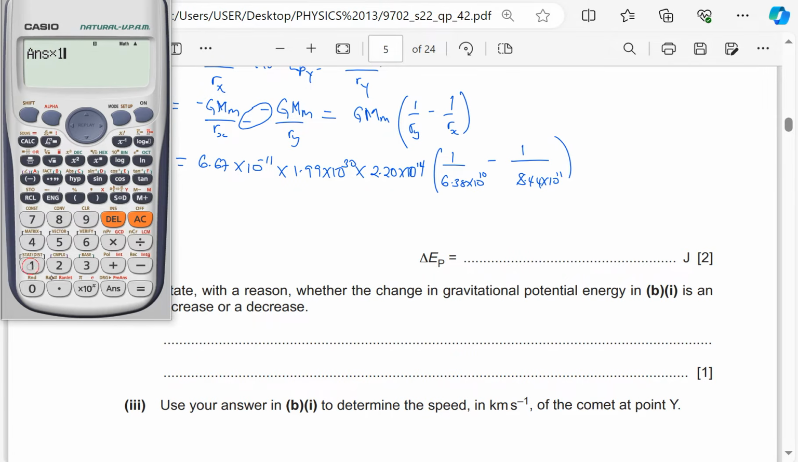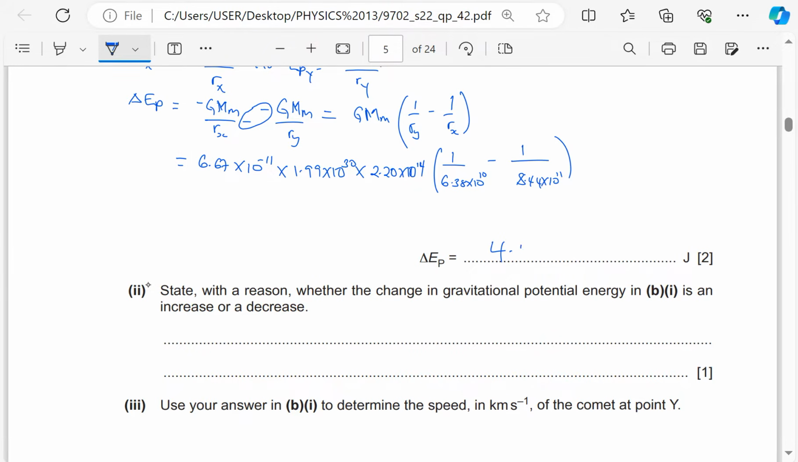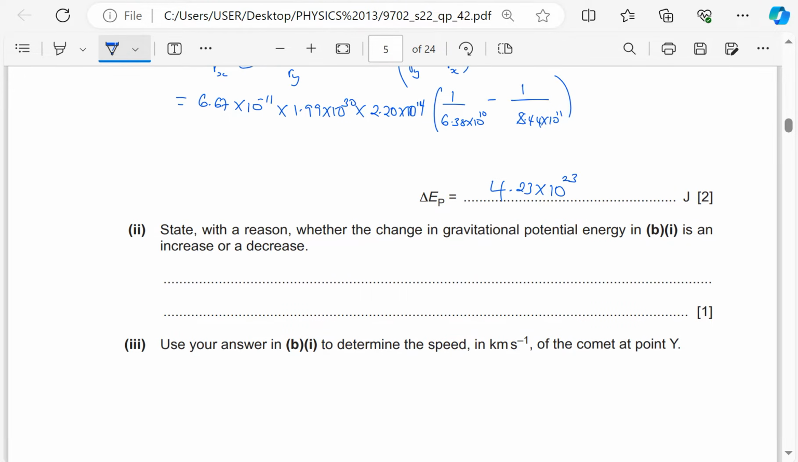Then times 1.99 exponent 30, then times 6.67 exponent minus 11. So this is 4.23 times 10 to the power of 23. So that is the change in gravitational potential energy.